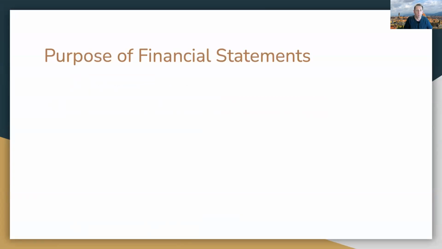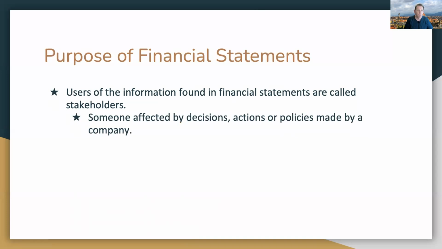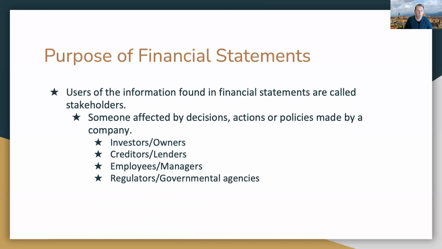So, the purpose of the financial statements. Before exploring the specific financial statements, it is important to know why these are important documents. And to understand this, you must first understand who the users of the financial statements are. The users of the information found in the financial statements are called stakeholders. This is someone who is affected by the decisions, actions, or policies made by a company. These include the investors or the owners, creditors, lenders, the employees and the managers, regulators or governmental agencies, customers and communities, and suppliers or vendors.